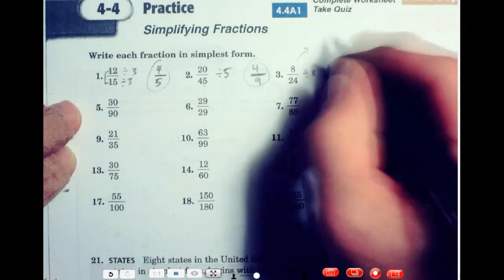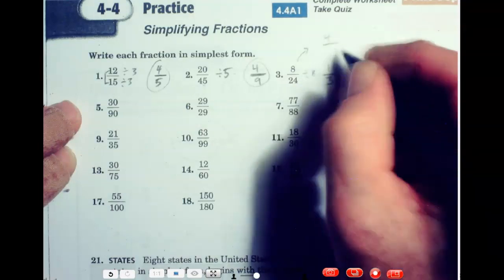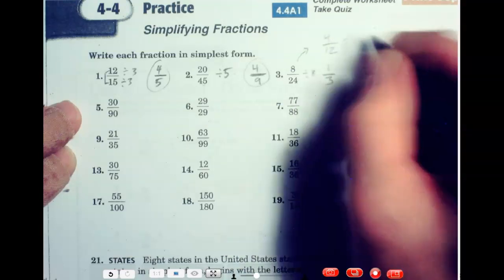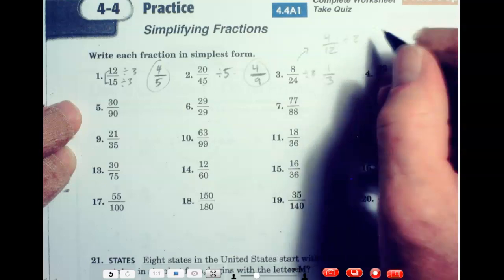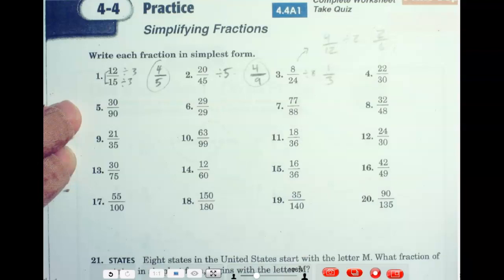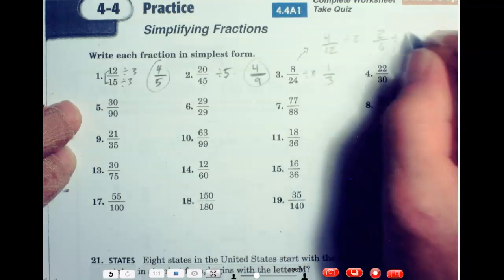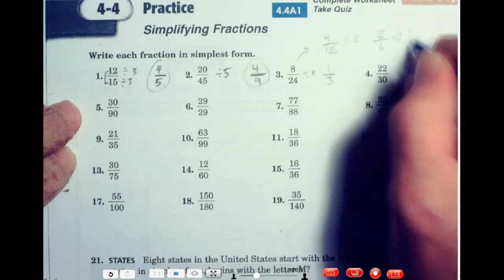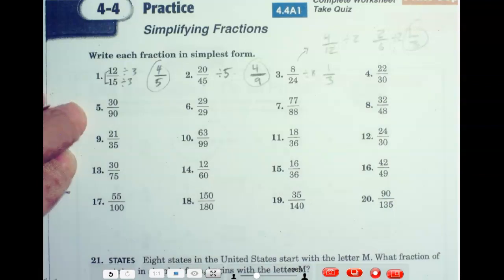Well, 8 divided by 2 is 4. 24 divided by 2 is 12. And then you can go, wait a minute, I can divide by 2 again. 4 divided by 2 is 2. And 12 divided by 2 is 6. And you can go, wait a minute, 2, 6, they both share 2 again. 2 divided by 2 is 1. 6 divided by 2 is 3. And you get to 1/3 both ways. Using the greatest common factor, the bigger number, is just faster. So I don't spend a lot of time thinking about it. If I have to actually calculate the greatest common factor, I just use a factor.